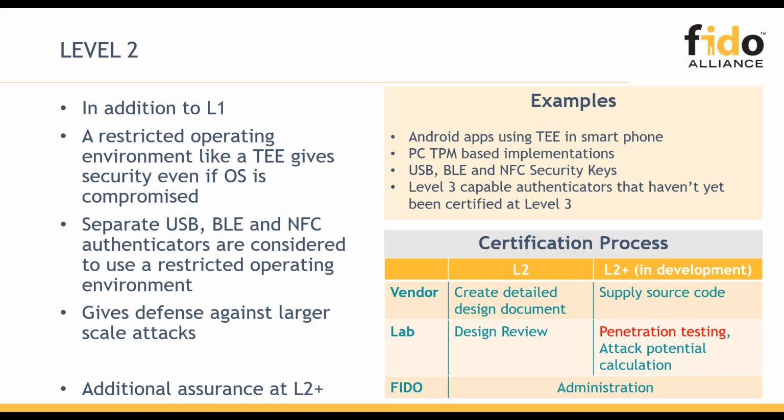From the vendors' requirements, they would create a detailed design document that will be submitted to the lab. And on level 2+ is where we start seeing source code being required as a submission process for authenticator certification. Here, FIDO is just an administrator. We do actually receive a report from the lab at these levels that is an evaluation report, and it is signed off on by our Security Secretariat.